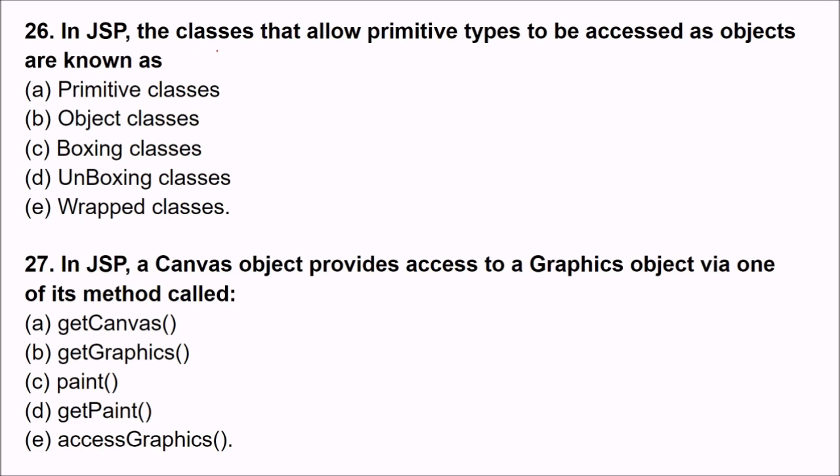26. In JSP, the classes that allow primitive types to be accessed as objects. The answer to the 26th question is E, wrapper classes. 27th. In JSP, a canvas object provides access to a graphics object via one of its methods, which is known as paint. The answer is paint. According to the definition of the paint method, this is true.